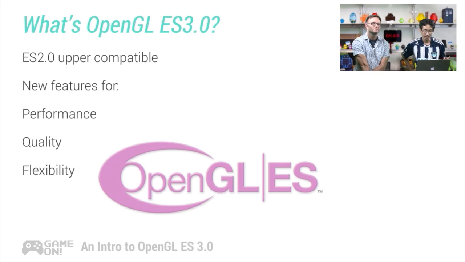For the flexibility side, it supports features like non-power of 2 textures, so that you can have arbitrary dimensions of the textures, not limited to power of 2 sizes. And it supports more render target formats and texture formats as well. Also, you can attach a depth buffer as a texture. In ES3, the shader language is also updated to GLSL ES 3.0, which supports integers and other new language features.